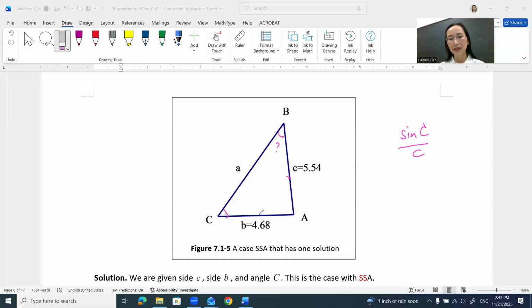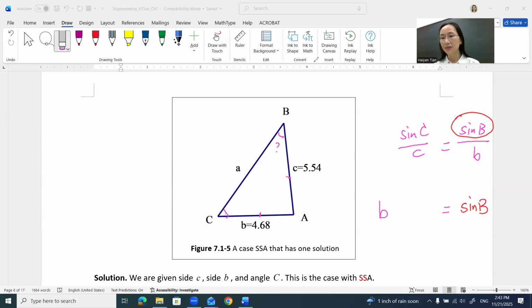So we can possibly find capital B because sine capital B over lower b. In this equation, the only thing unknown is this part, sine B. Everything else, you see, capital C is given, lower b is given. So then we can quickly find what sine B is, right? This is immediately to be found to be b.